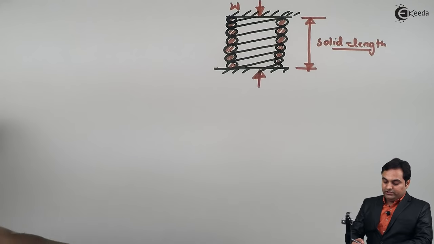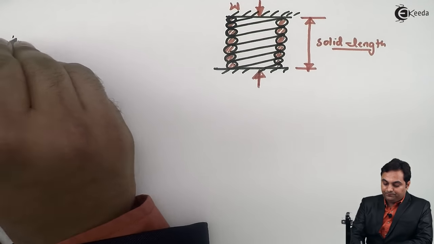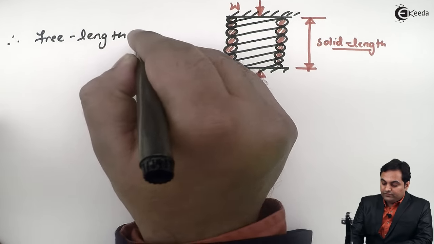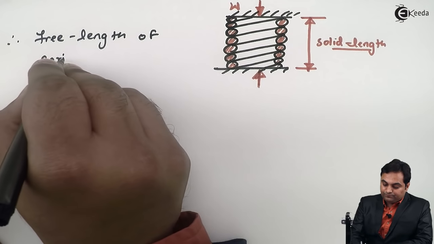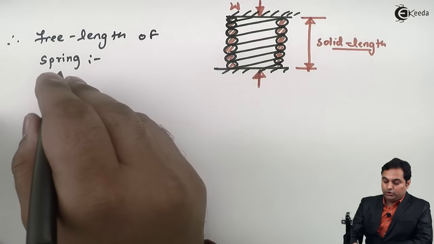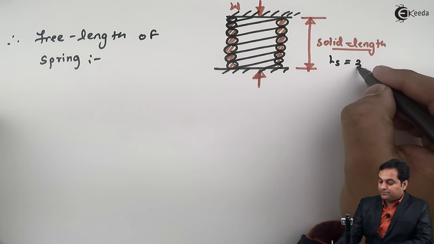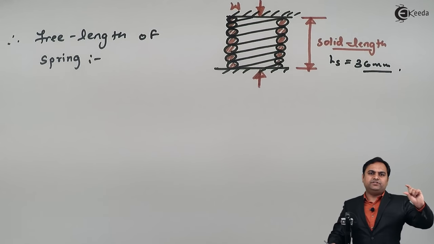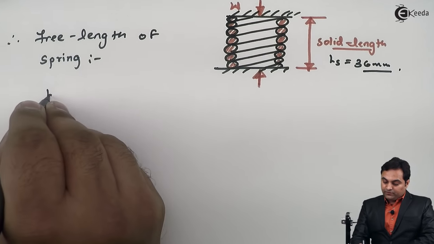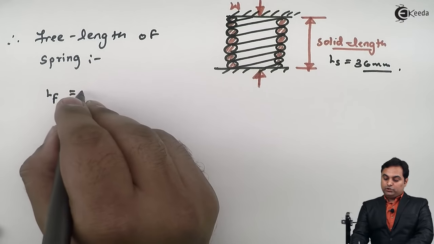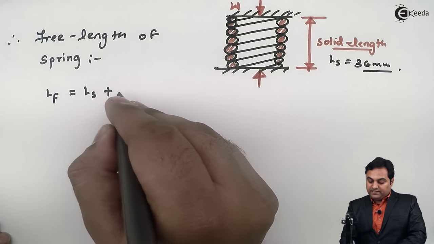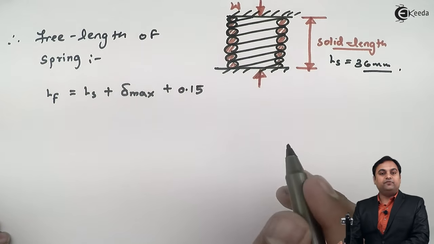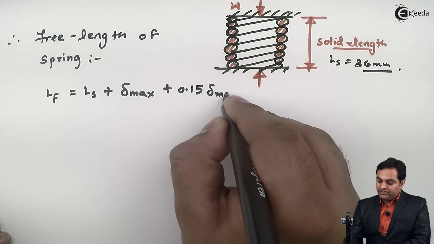Next, after finding the solid length, I'll say that therefore free length of spring. This solid length we have found out, solid length value was 36 mm, that is in the closed condition, when the spring is completely closed, its length will be 36 mm. Then for free length, the formula is LF is equal to solid length plus maximum deflection plus 15%, if I write it in number form, it is 0.15 of maximum deflection.